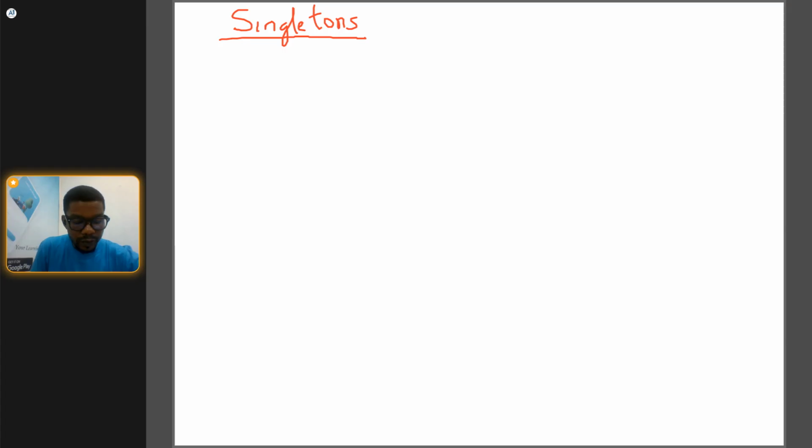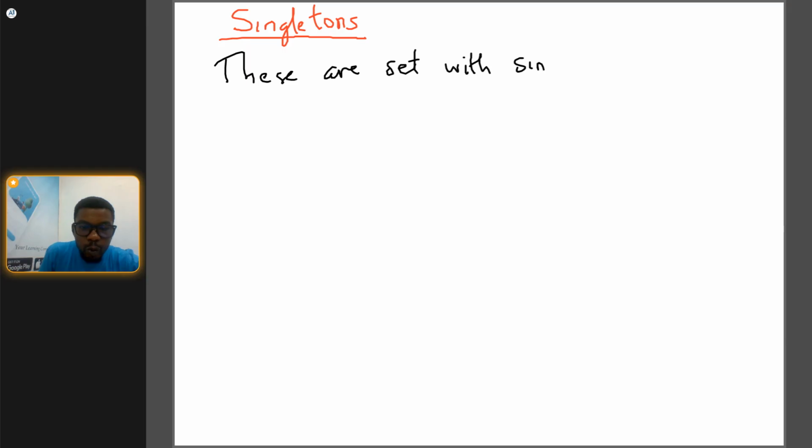Okay, we are going to have the definition. These are sets with single elements, or you say these are single element sets. Okay, you should be able to understand what we talk about when we talk about elements, what it means.